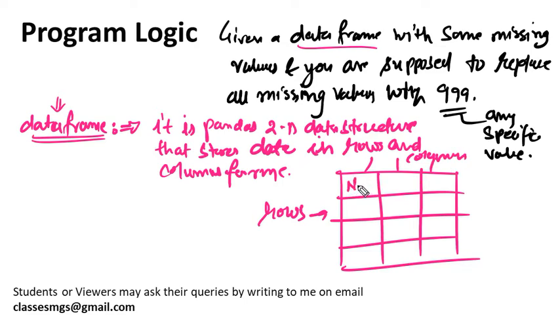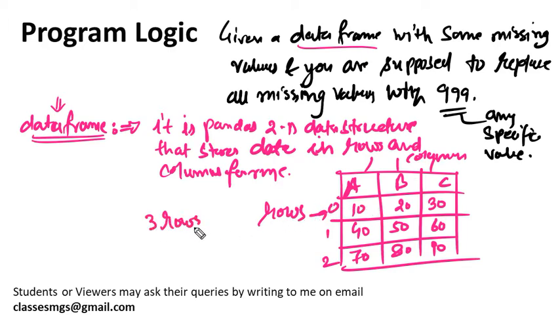Let's suppose column A is there, column B is there, column C is there, and the index is 0, 1, 2. Then you might have some values here. Let's suppose 10, 20, 30, 40, 50, 60, then 70, then 80, then 90. There are 3 rows and 3 columns in this particular data frame. And what is the missing value here?